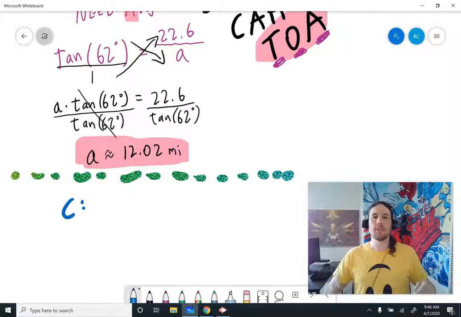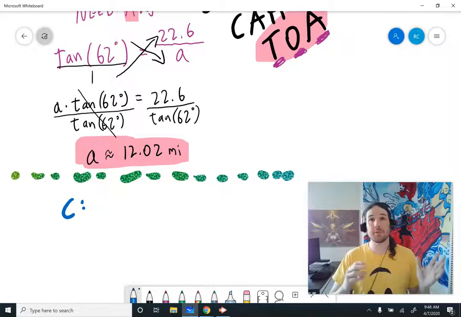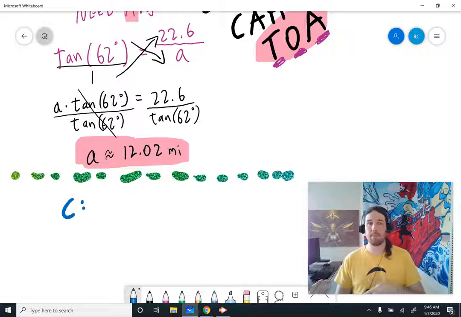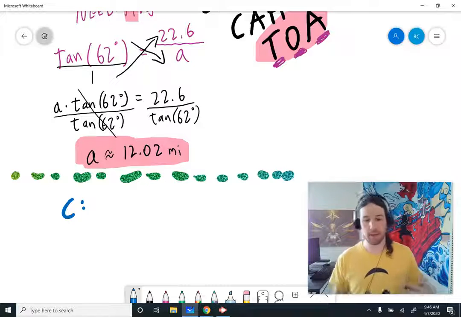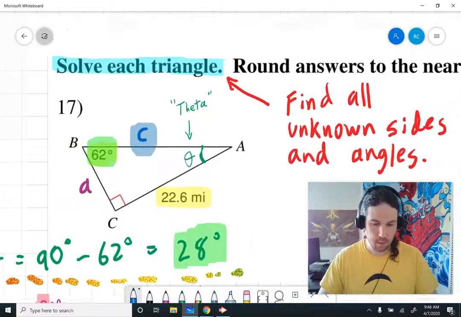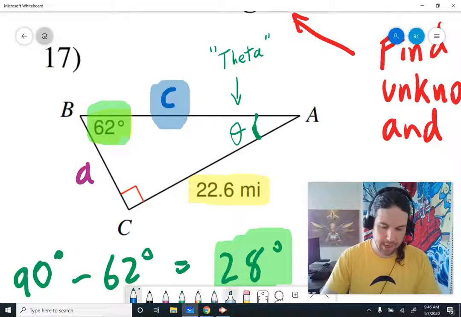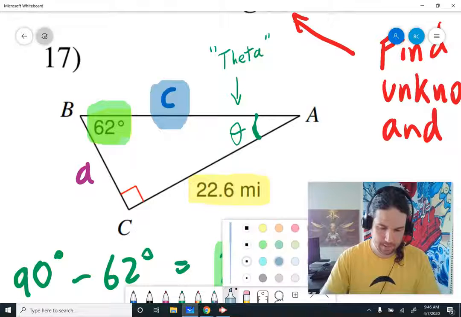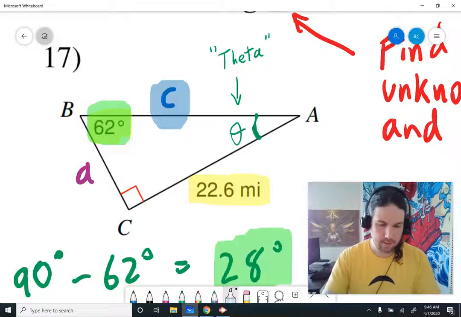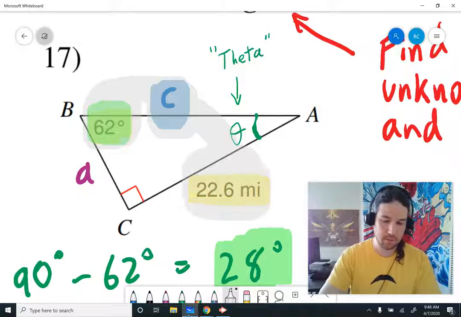So there are a lot of ways that you can do this. The fastest way is not going to be the most accurate, and I'm going to show you both, all right? So we could find C, little c, by looking at 62 degrees again and doing another trig ratio, right?